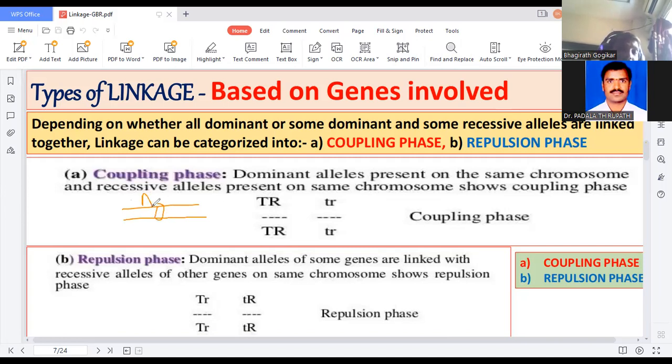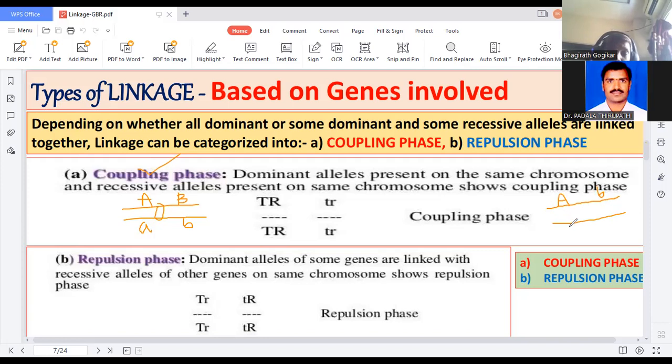So this is the chromosome. So capital A and capital B. So both the dominant genes coming from the single parent. So both the recessive alleles coming from the single parent, that shows coupling phase. But sometimes repulsion phase also occurs. Repulsion phase means one dominant gene and one recessive gene coming from the parent, or two dominant genes which are brought to the gametes from two different parents.